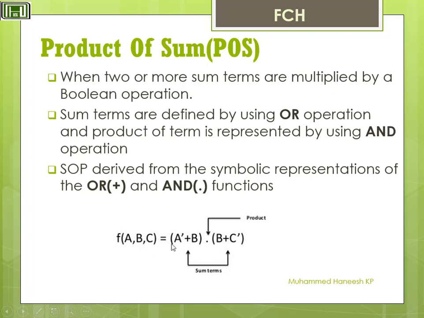f of a, b, c is equal to bracket a complement or b, close the bracket, and that is multiplied by bracket b or c complement. We note that a complement or b is a sum term and b or c complement is a sum term. These two sum terms we multiply, that is called product of sum, that is POS. I hope you understand.